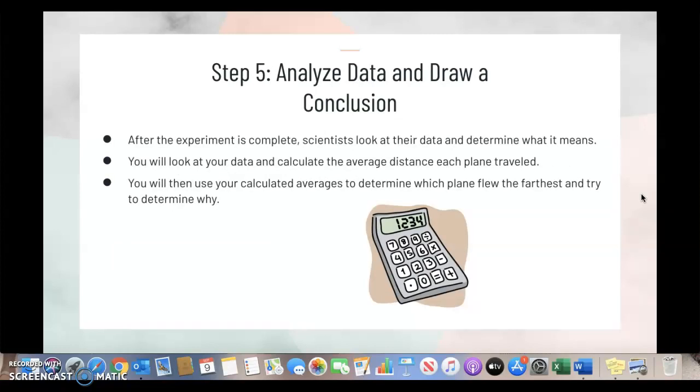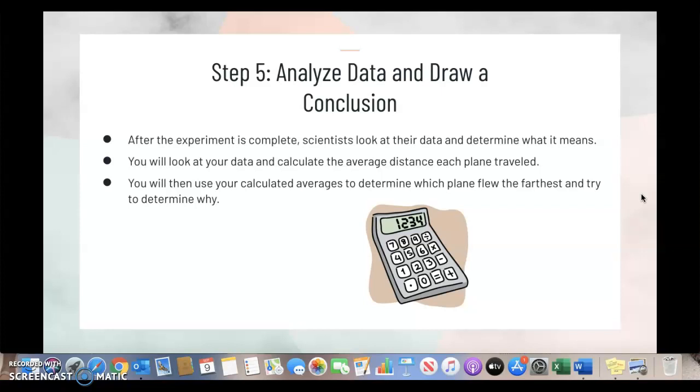After we collect our data, we're going to analyze it and draw some conclusions from it. That means we're going to look at the data and try to determine what it means. You threw each paper airplane 3 times, so you have 3 distances for each paper airplane. We want you to find the average distance for each one, so you're going to take those 3 trials and average them.